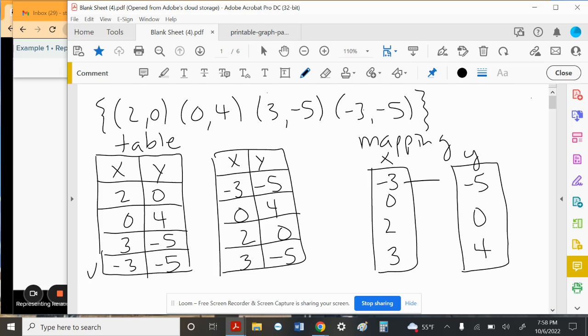So we have -3 goes with -5. We have 0 goes with 4. We have 2 goes with 0. And we have 3 also goes with -5. So it's going to come across like that. So we're going to map the numbers from X to Y, put arrows there to indicate what those values are and what those points are. So we have -3, -5, 0, 4, 2, 0, and 3, -5. And that is how we do the first part. We'll come back to the rest of the problems and the rest of the slides in the next video.